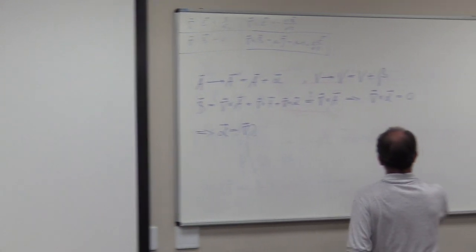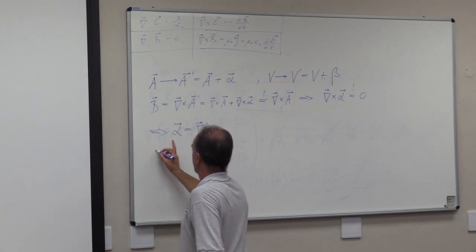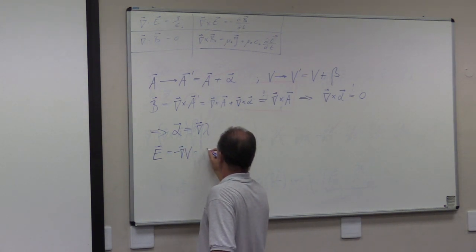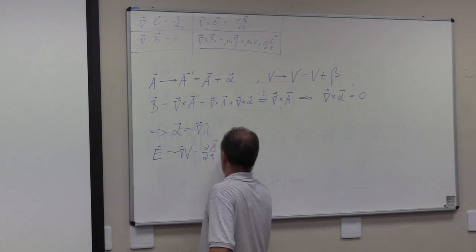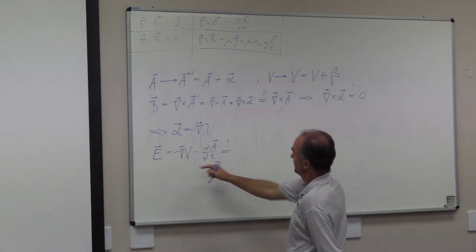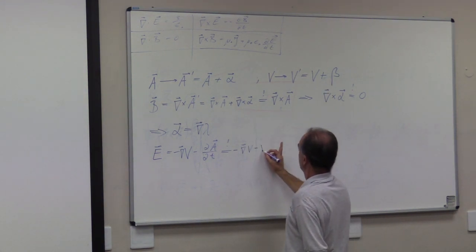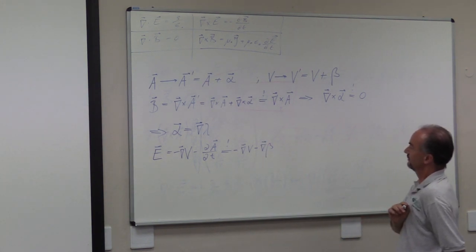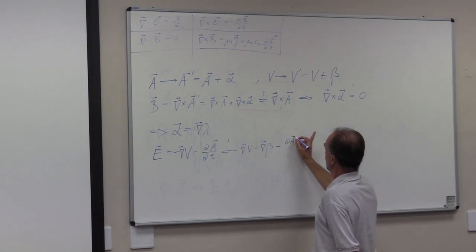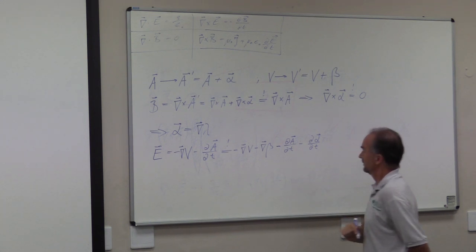So the electric field had better be the same. We write the electric field, this was minus the gradient of V, minus dA/dt. That had better be the same as using A prime and V prime. So that's minus gradient V minus gradient beta, minus dA/dt minus d alpha/dt.